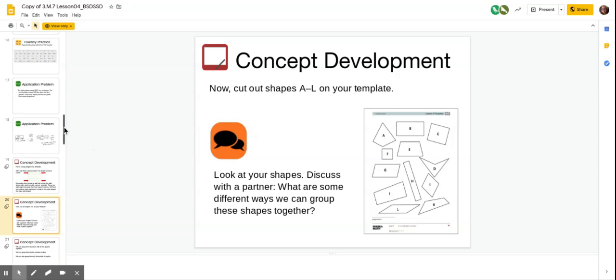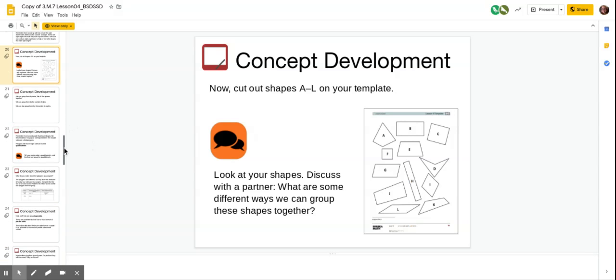You hopefully have this page. If you do not, you might want to come back to this video and look at it. If you have scissors, you will cut out all of the shapes, so you can pause the video and cut out the shapes.